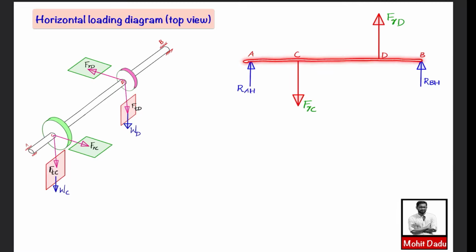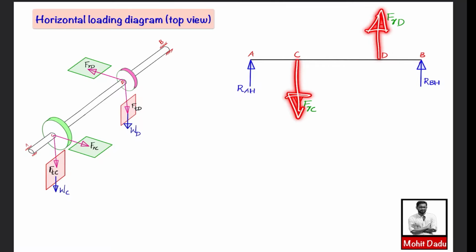So now you can see, draw the loading diagram. The shaft is drawn as a line, and FRD will be acting in this direction, FRC will be acting in this direction, no other forces are there. So now you can solve for the reactions. I am assuming both reactions are acting in the upward direction.